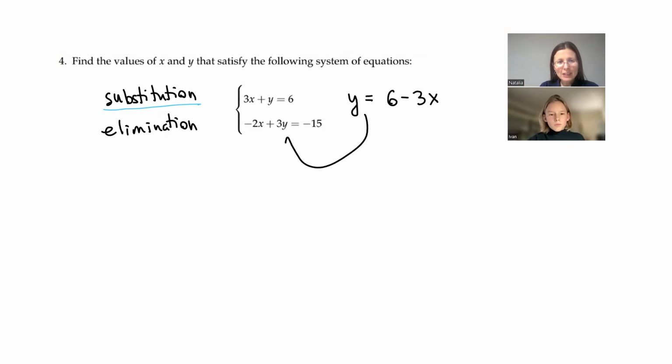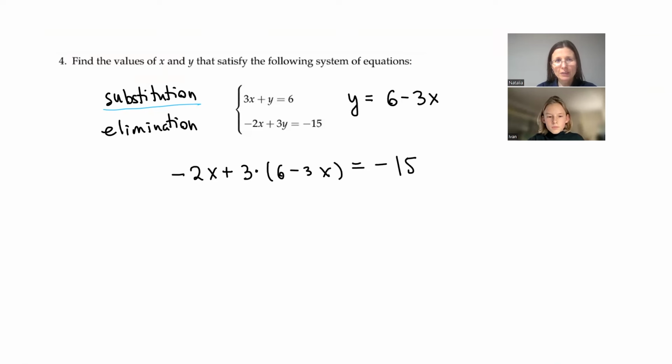Now we'll go ahead and substitute it into the bottom equation, and it will become, we just copy, negative 2x plus 3. Instead of y, we will have our expression that we got from the top equation. And this whole thing is equal to negative 15. Now we have a convenient linear equation. How do we solve it?